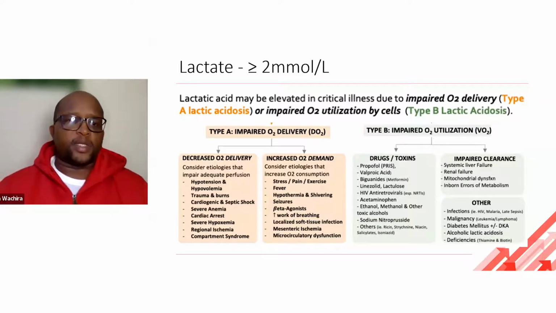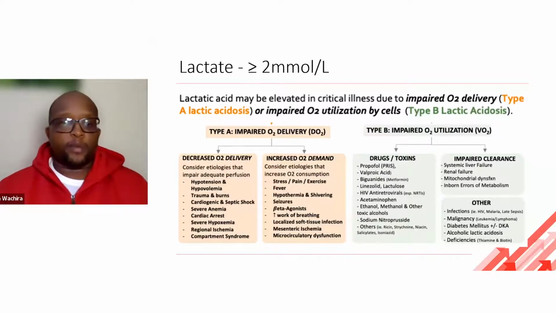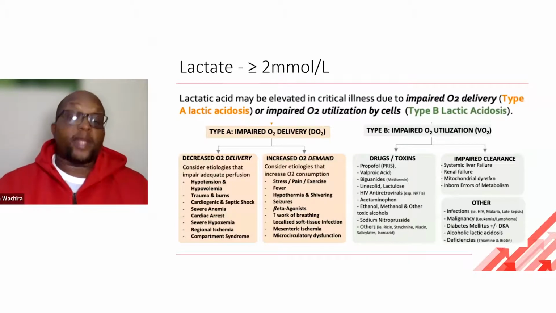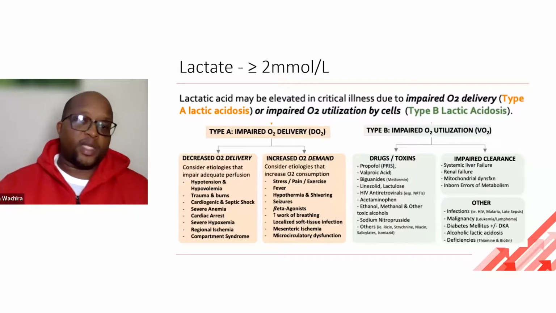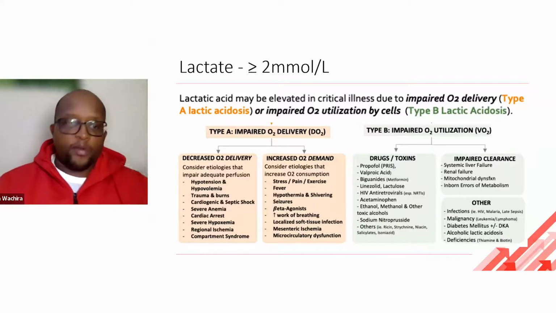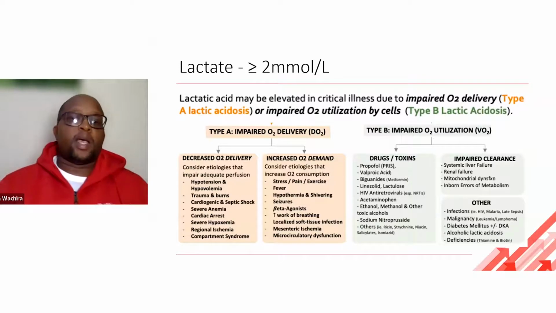So type A lactic acidosis can be from decreased oxygen delivery, so things like hypotension, hypovolemia, trauma, burns, any reason you've lost volume, severe anemia, okay? Because remember, you need red blood cells to carry oxygen. So if you are severely anemic, you'll end up with impaired oxygen delivery. So type A lactic acidosis. Cardiac arrest, of course, is no blood flow, severe hypoxemia. So hypoxia will give you a type A lactic acidosis.